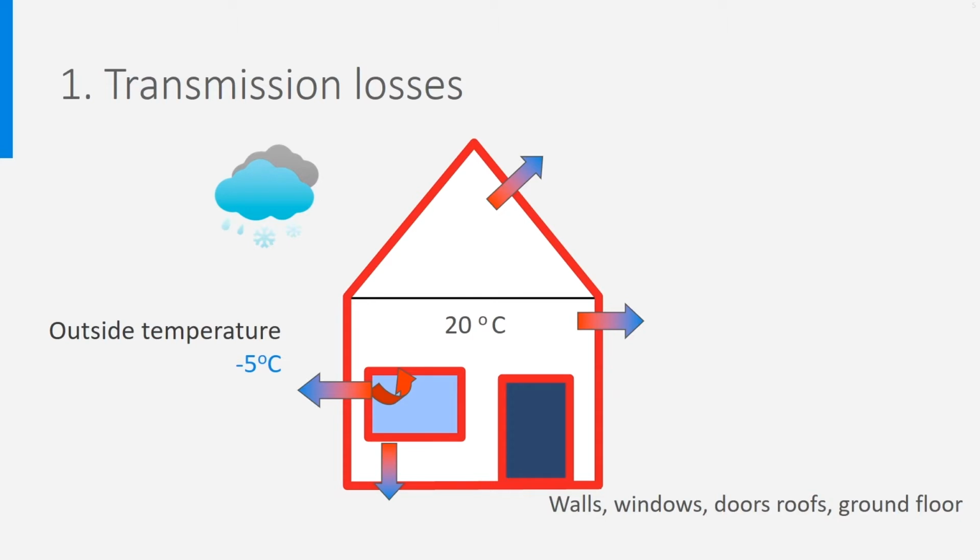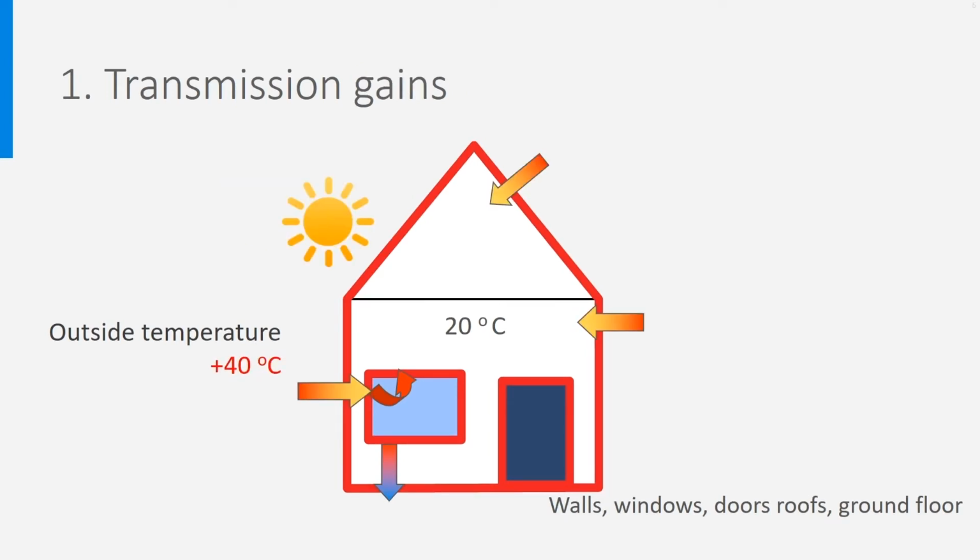Let's first consider the winter conditions, with an outside temperature of -5 degrees Celsius. As you can see, the indoor temperature is higher than the outside temperature, which means that there will be transmission losses via the roof, windows, walls and ground. In summer, when it's hot, the opposite is true. Heat will come in. How much heat you gain or lose due to transmission is not only dependent on the temperature difference between inside and outside, but also on how well your building envelope is insulated.